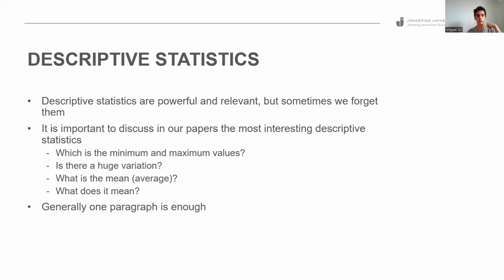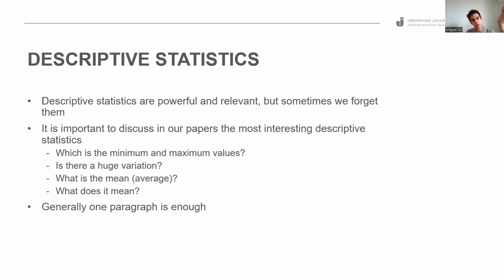So descriptive statistics is the first thing that we can analyze. And sometimes we think that descriptives are not very powerful, but in reality they are. And because we assume that they are not that interesting, sometimes we forget to discuss them, but they are actually quite interesting. Something that we can take a look at is the minimum and maximum values, if there is a huge variation or very low variation. Take a look at the average, and what does that mean in general?